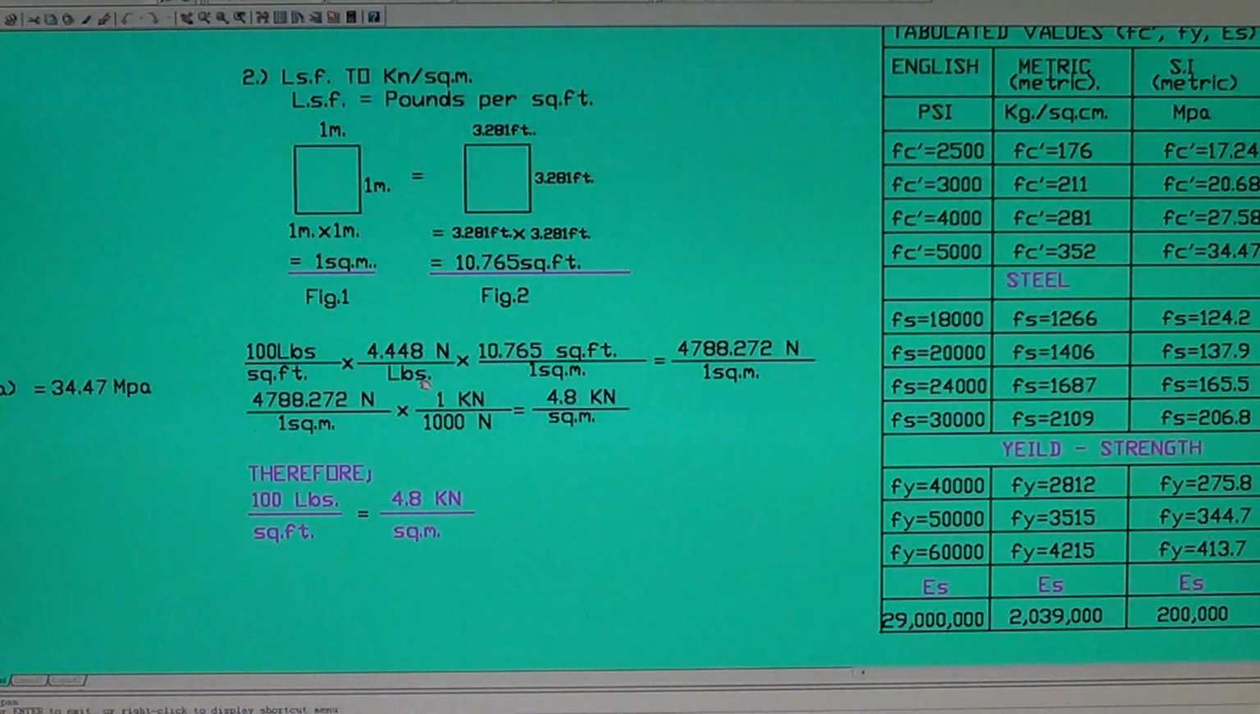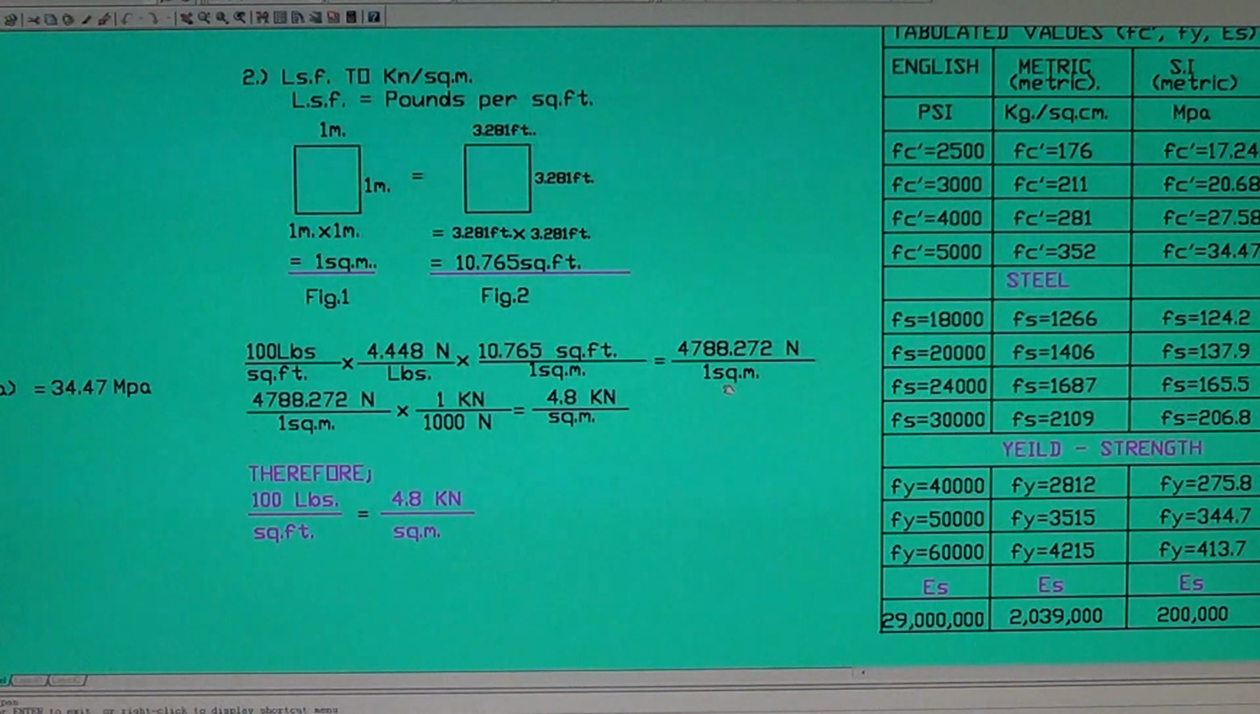Alright, so pounds here is cancelled, becomes Newton now, and there are 10.765 square foot per square meter. So now you have cancelled the square foot cancel, pounds cancel, all you have is Newton per square meter. So multiply all the remaining values there, it gives you 4,788.272 Newton per square meter.